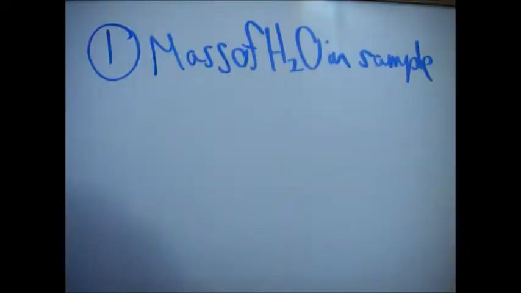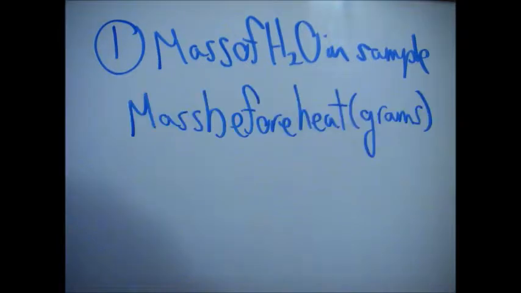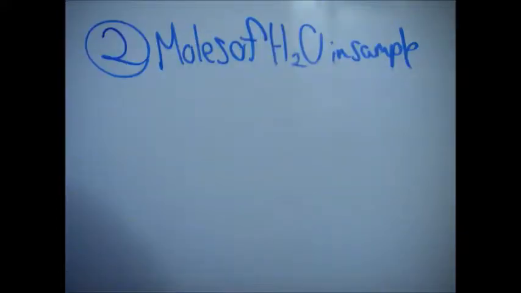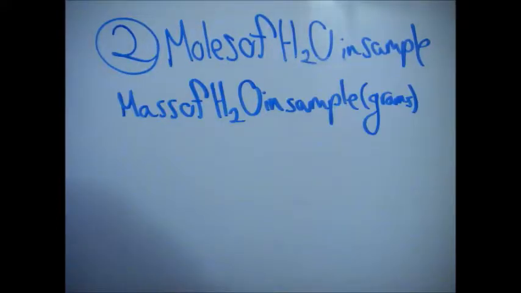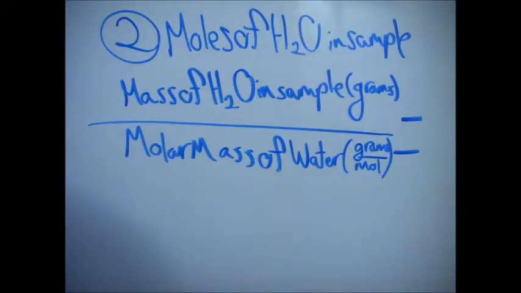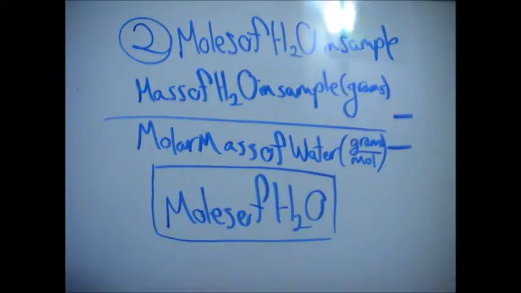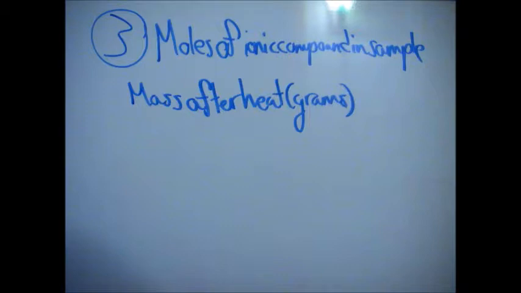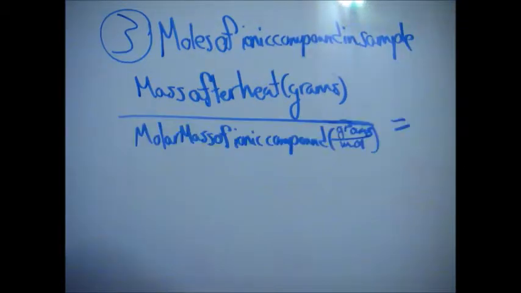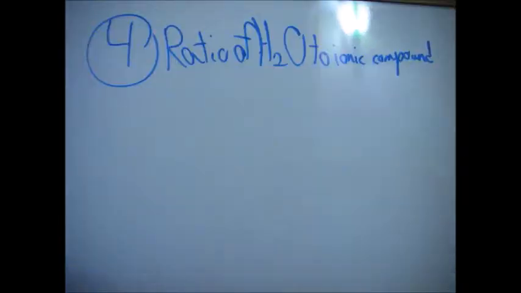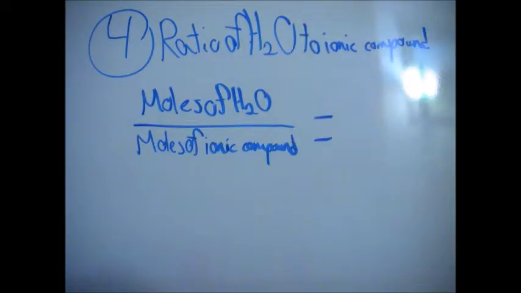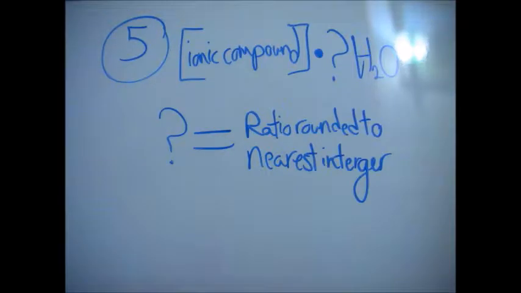First, you would find the mass of water in the sample by subtracting the mass of the heated sample from the mass of the hydrate. Next, determine the number of moles of water in the sample by dividing the mass of water in the sample by the molar mass of water. Determine the number of moles of the ionic compound in the sample by dividing the mass of the heated sample by the molar mass of the compound. Find the ratio of moles of water to moles of the compound by dividing the moles of water by the moles of the ionic compound. Finally, this number is your coefficient in your hydrate formula.